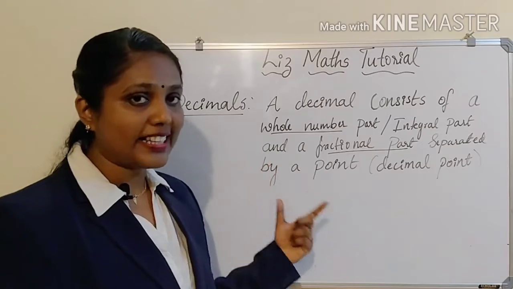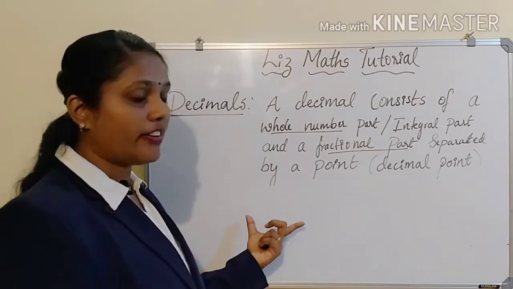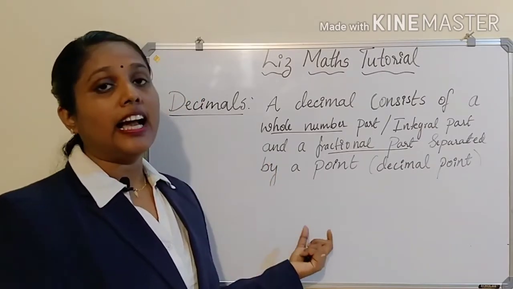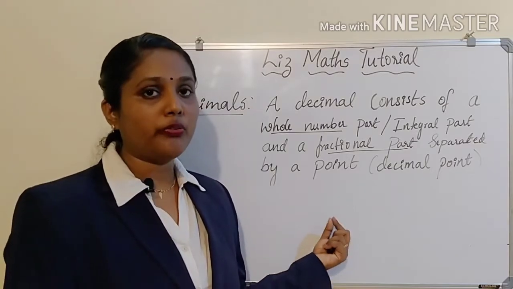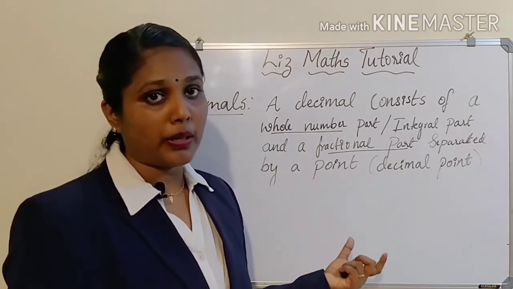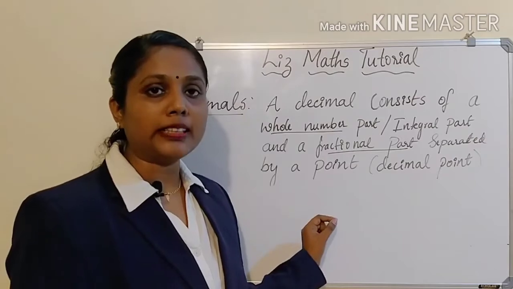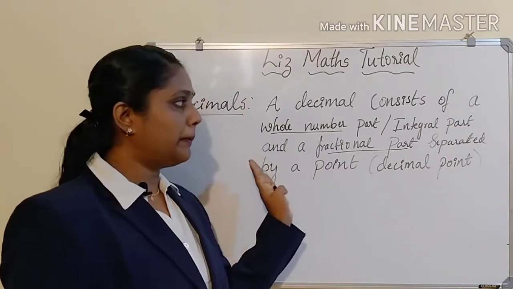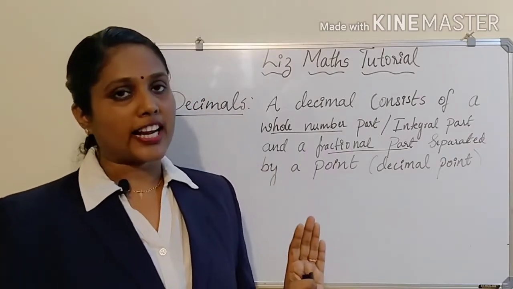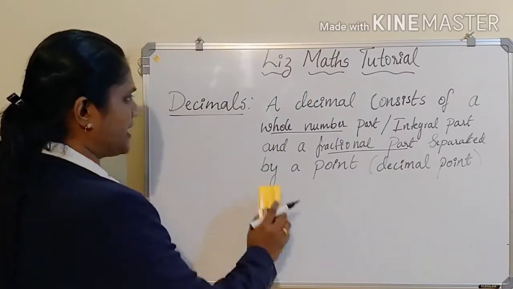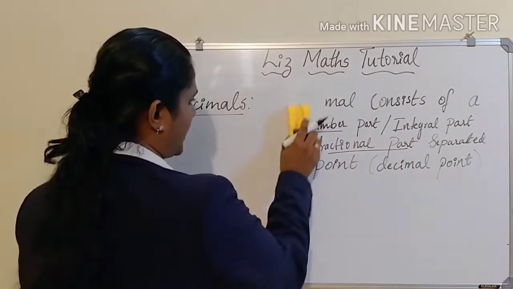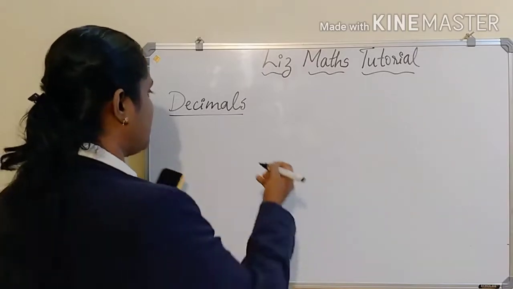Hope you understood the definition of a decimal: you have an integral part and a fractional part, and in between there is a decimal point. The point separates the whole number part from the fractional part. Let me take a few more examples to understand this concept clearly. Let me take one example.